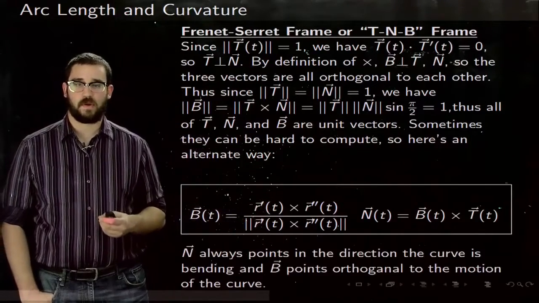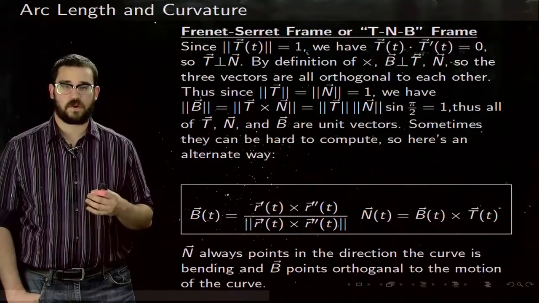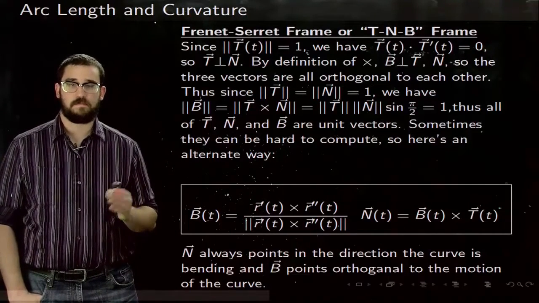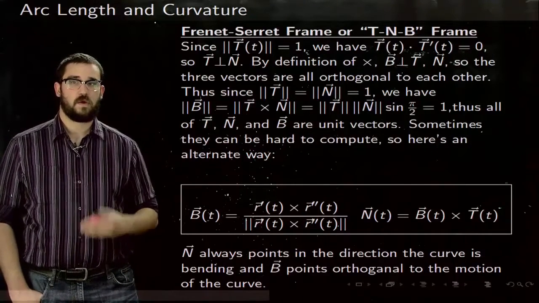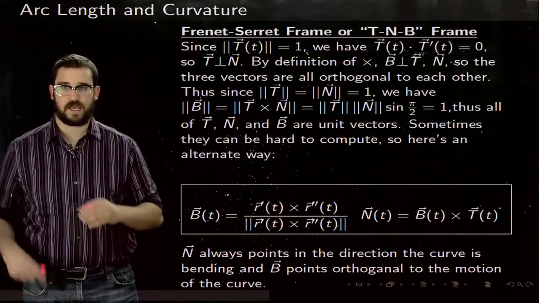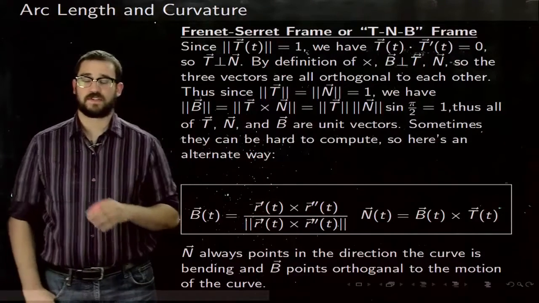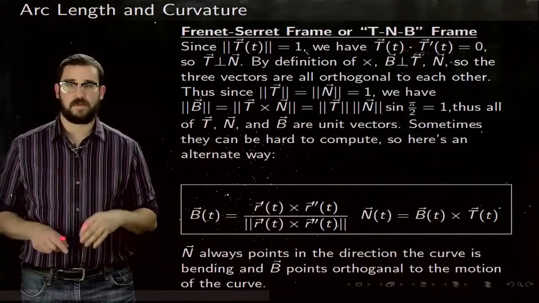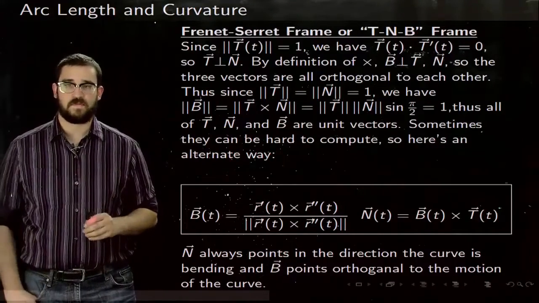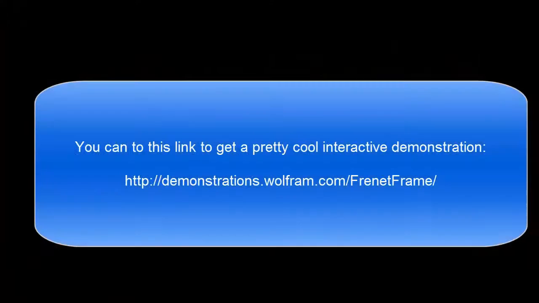N always points in the direction the curve is bending, and B is pointing orthogonal to the motion of the curve. We're hopefully going to have some Mathematica examples to show this. There are some very interesting animations that you could look up, just TNB frame animation, that would be very nice to be able to look at.